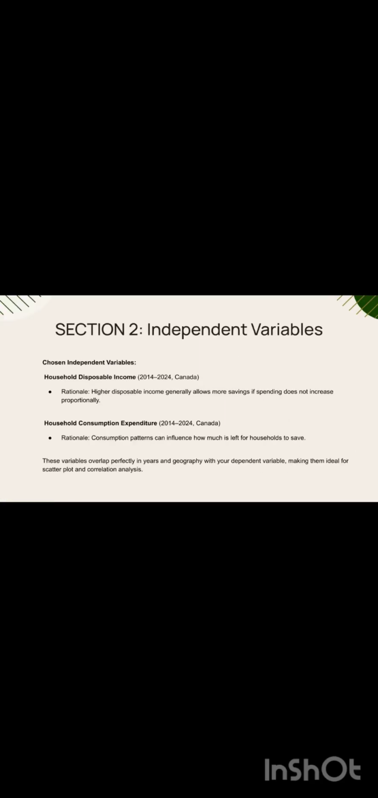I chose two independent variables to compare with household net savings. So I chose household disposable income and household consumption expenditure. So disposable income is the amount people have left after their taxes to either spend or save, and it is important because a higher income can allow people to save money if they manage their spending. And then household consumption is also important because if people spend more, there may be less to save.